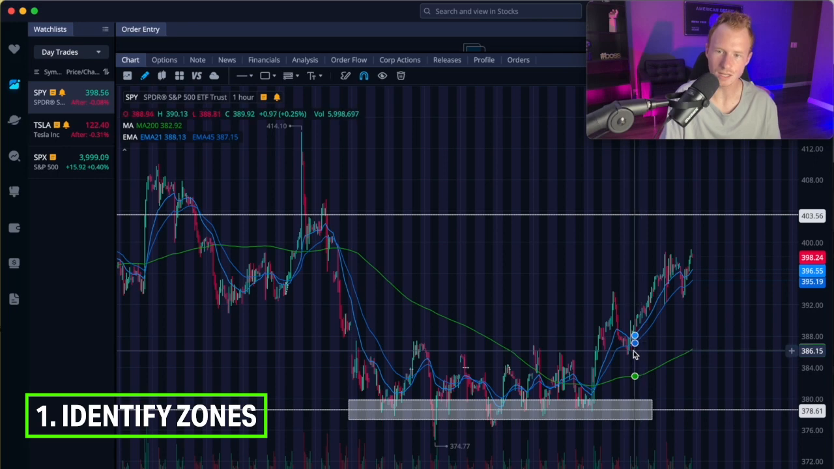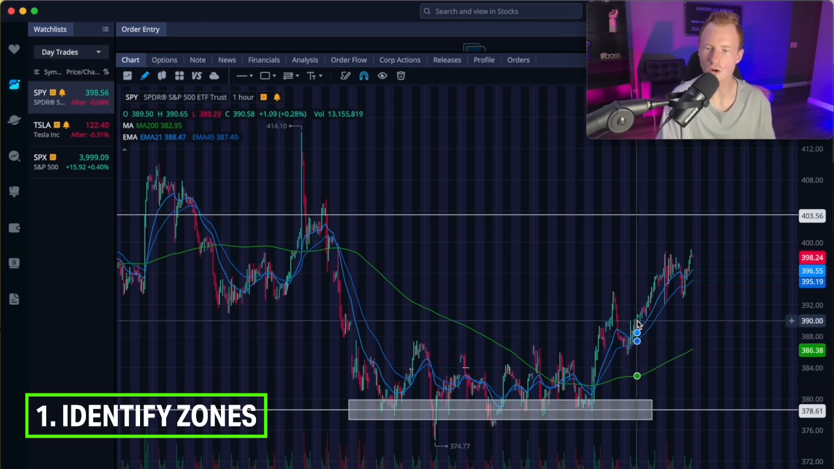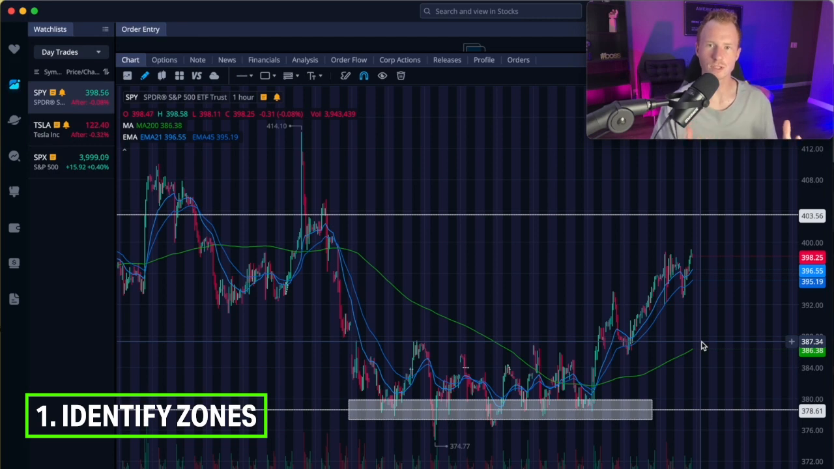And as you can see, buyers bought it up. There's all kinds of demand there. So what supply and demand does is it really gives you a good idea of potential entry points that you want to take.